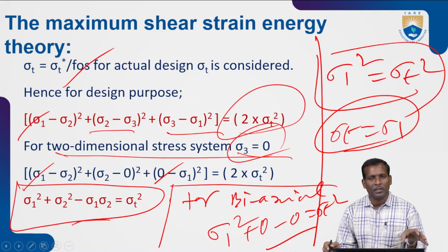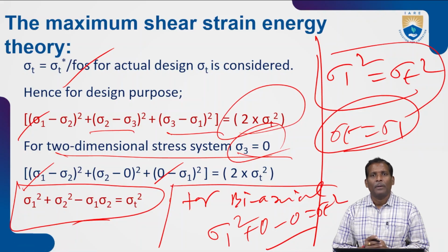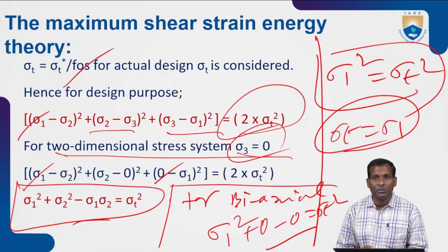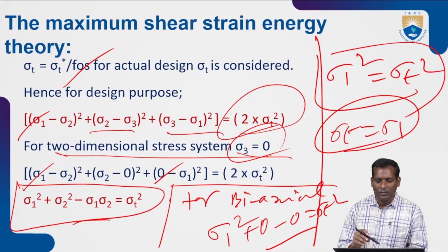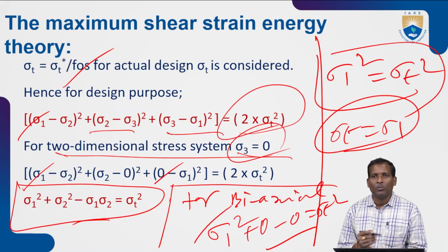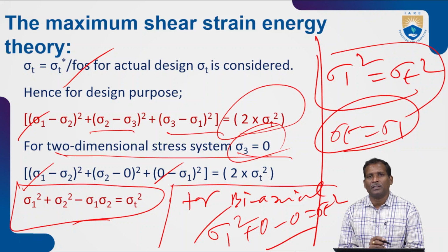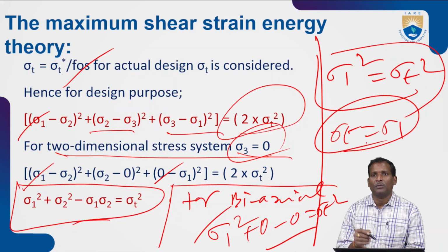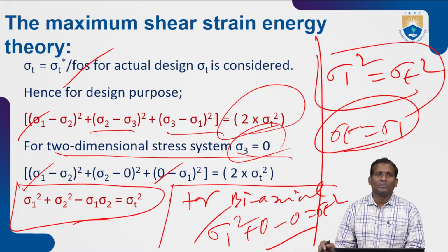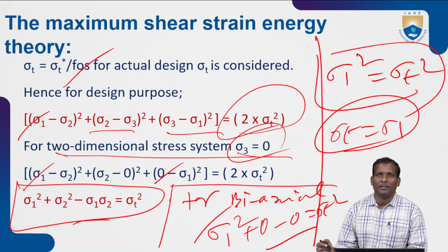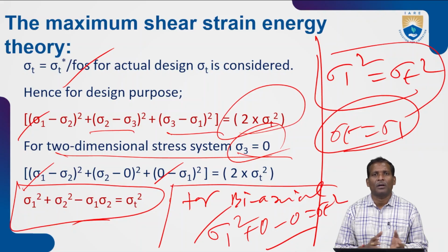So we have seen here sigma 1 square plus sigma 2 square minus sigma 1 sigma 2 is equal to sigma t square. For the uniaxial system, only one stress will be present, that is sigma 1, and the remaining two stresses are 0. So that is equal to the actual design. Like this, we have seen how to write the failure condition and the safe condition for different theories. So all theories we have covered.